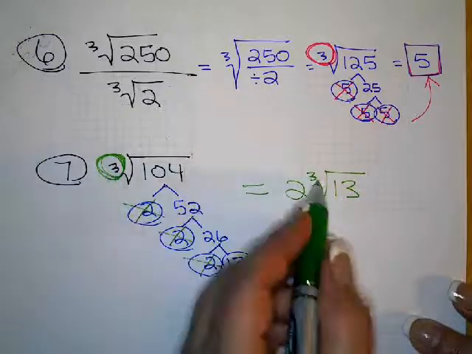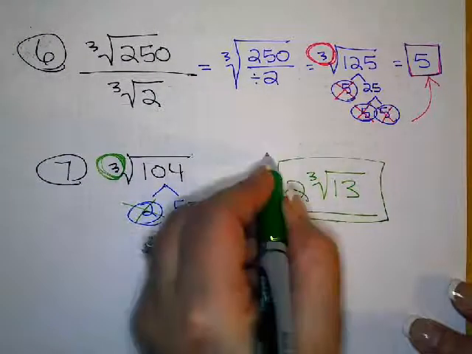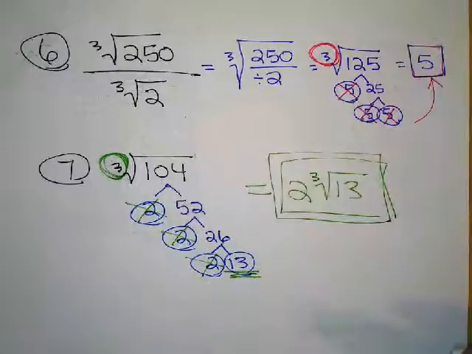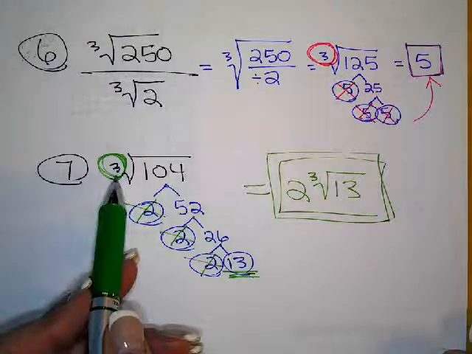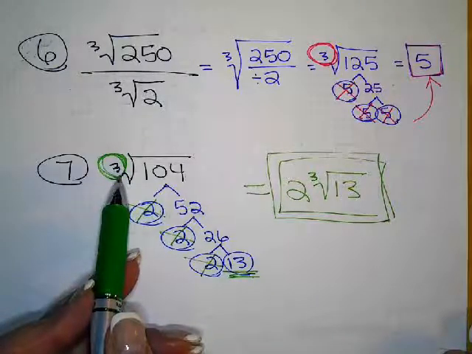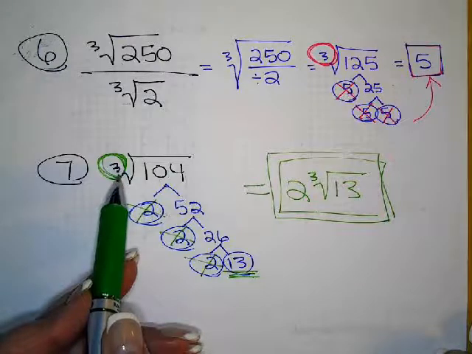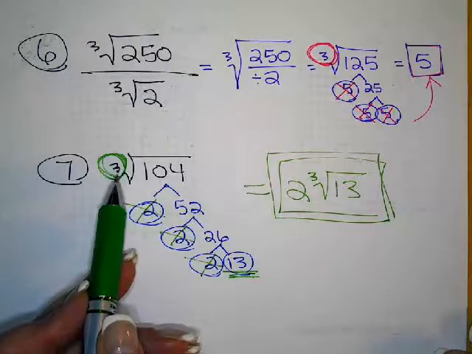So again, breaking down our numbers, realizing what these index numbers truly mean. If it's a cubed root, we need 3 of something. If it's a 4th root, we need 4 of something. If it's a 5th root, 5 of something, and so on and so on. Okay? That is where the other classes stopped, so we're going to go ahead and stop there.